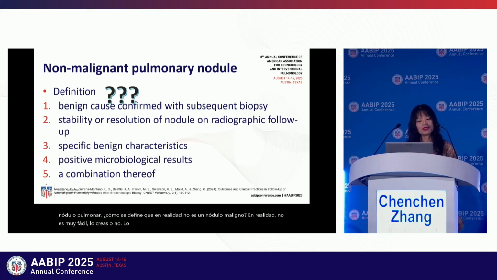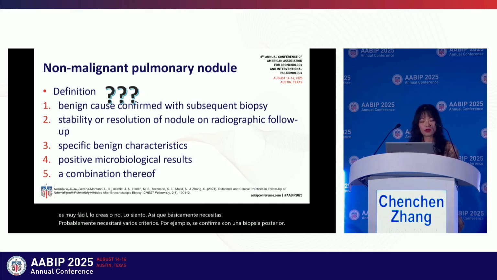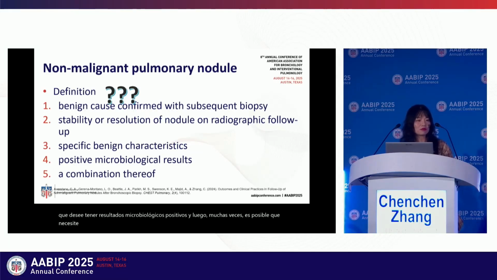So basically, you will need several criteria. For example, it's confirmed with a subsequent biopsy. You have to have a stability or resolution of the nodule on your follow-up CT scans. And then you may need specific benign characteristics. You may want to have positive microbiology results. And a lot of times you may need a combination of some of them or all of them.